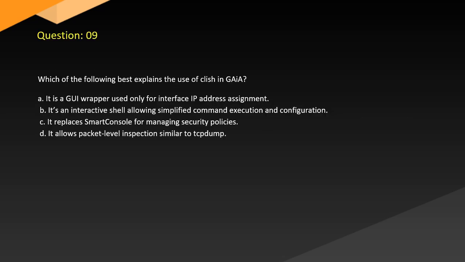Question 9. Which of the following best explains the use of Clish in Gaia? A. It is a GUI wrapper used only for interface IP address assignment. B. It's an interactive shell allowing simplified command execution and configuration. C. It replaces SmartConsole for managing security policies. D. It allows packet-level inspection similar to tcpdump.